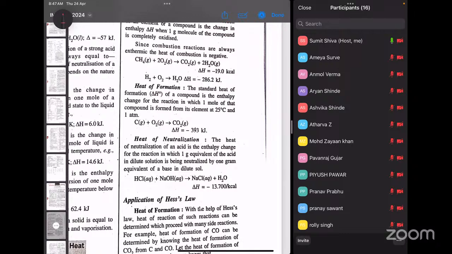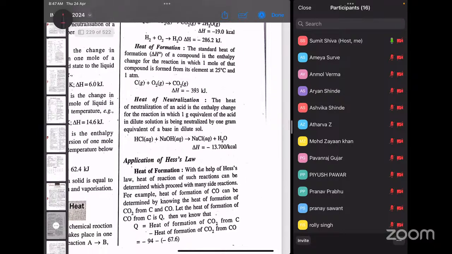Interesting point is combustion reactions are always exothermic. So heat of combustion will be negative, because in case of heat release, delta H is negative. In case of heat absorption, delta H is positive.